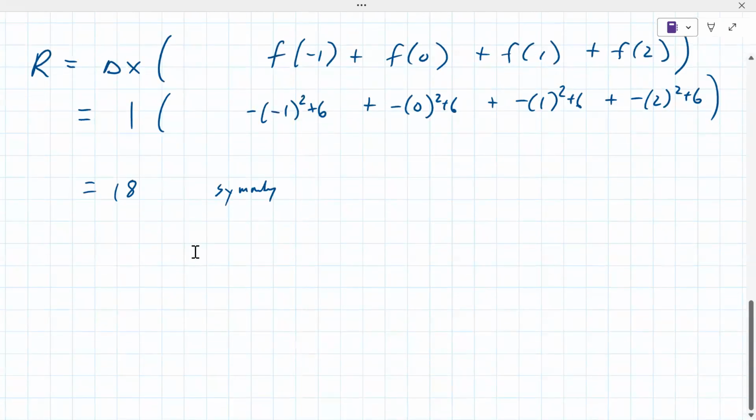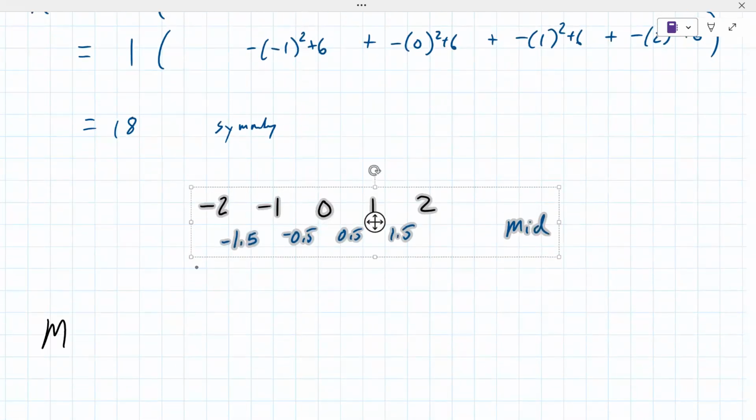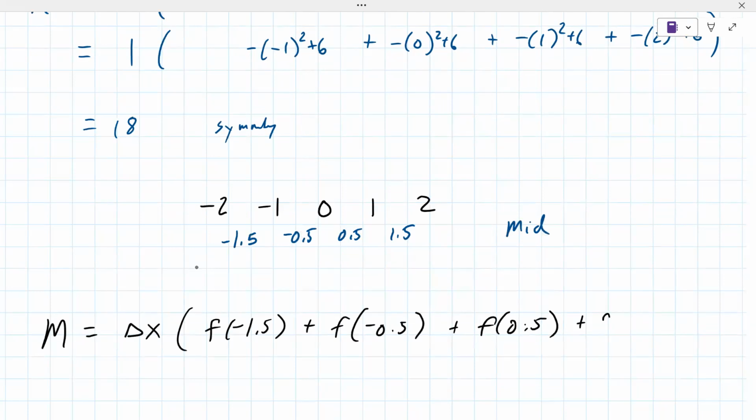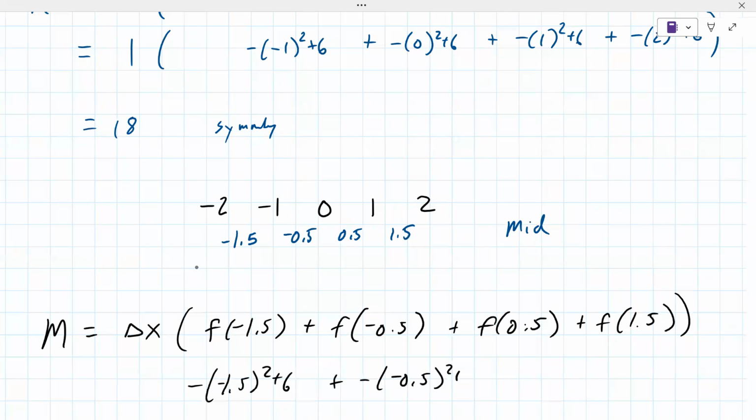So the mid is the one where you can't really reuse anything. It's awful because they're already kind of annoyingly long problems, but it's f of -1.5 plus f of -0.5 plus f of 0.5 plus f of 1.5, like that, times 1.